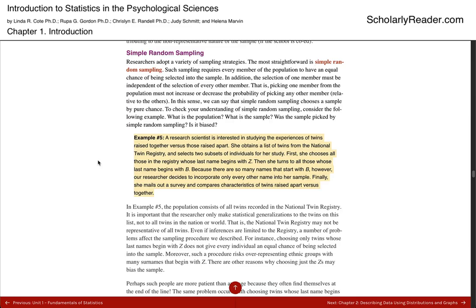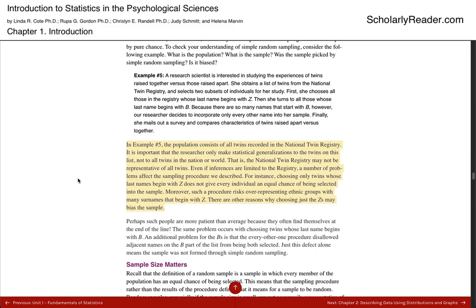First, she chooses all of those in the registry whose last name begins with Z. Then she turns to all those whose last name begins with B. Because there are so many names that start with B, however, our researcher decides to incorporate only every other name into her sample. Finally, she mails out a survey and compares characteristics of twins raised apart versus raised together.